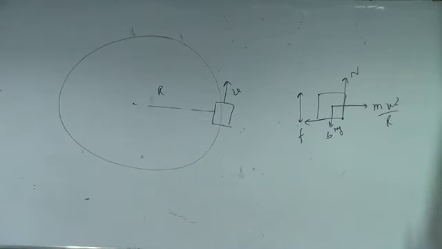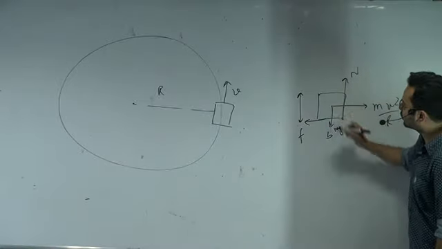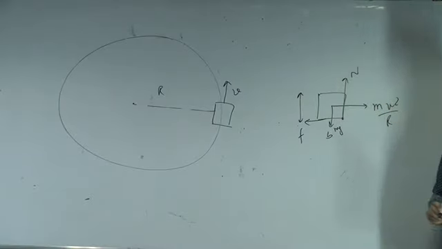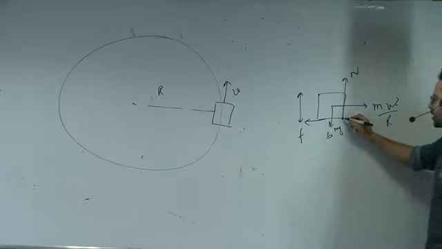About which point? You can choose any point. You can choose this point. It will be the same. If you want, we can choose about this point. No, the same will come. I'll tell you, you'll have to write two equations. First of all, choose any point you want. This point, all right.